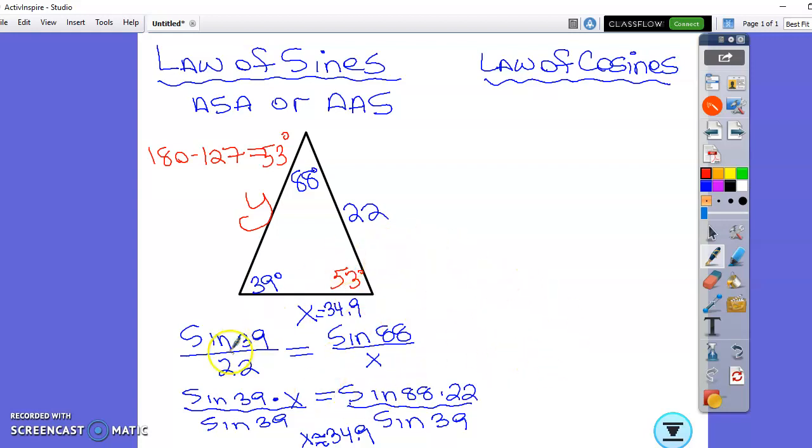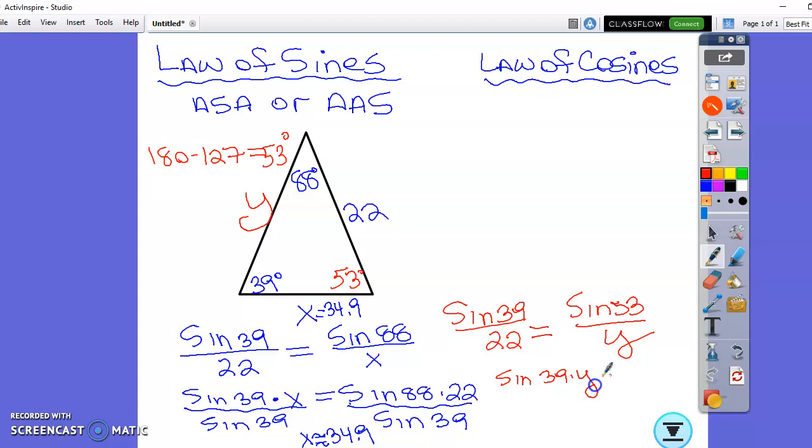And so now I can set up a whole other set of relationships. I'm going to use the 39 and the 22 again. Don't use the 34.9, because what if you made a mistake there? At least you might get partial credit. So let's try this now. It's going to be sine of a 39-degree angle over 22 equals sine now of a 53-degree angle divided by y. And so now I have my setup, and I can just do exactly like what I did here. So it's sine 39 times y equals sine 53 times 22.